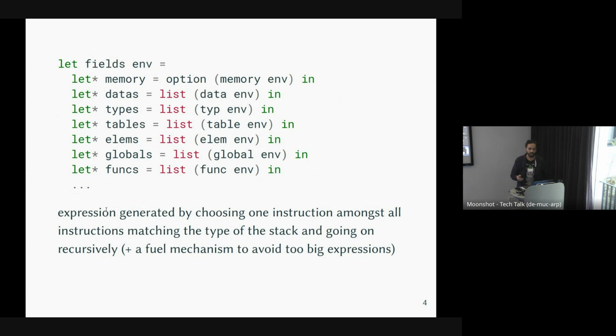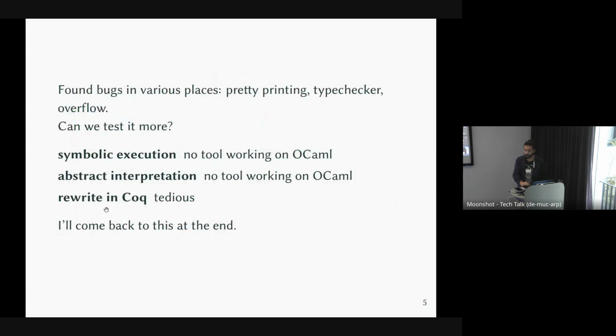The only tricky part is how to generate well-typed Wasm sequences of instructions. You verify the stack types, you look at what kind of instruction you can use, you pick a random one, and you do this over and over. It found bugs in various places: in the pretty printing, the type checker, and some overflow stuff.